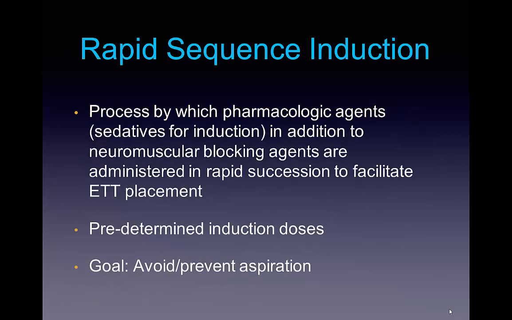Rapid sequence induction had its birth in modern medicine to deliver medications quickly in rapid succession and to secure an airway. Another reason why it was developed is in the patient that is at high risk of aspiration, or so-called full stomach. What rapid sequence induction means is that you are giving predetermined doses of medications in rapid succession and usually following up with a neuromuscular blocking agent.